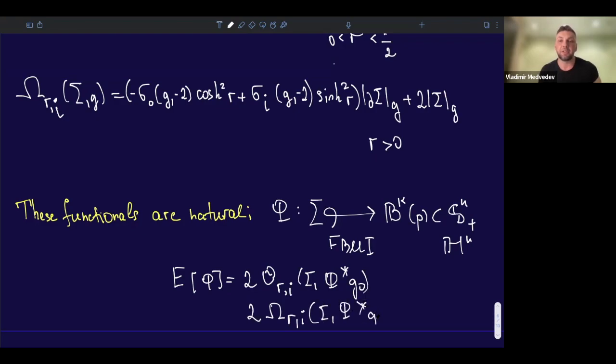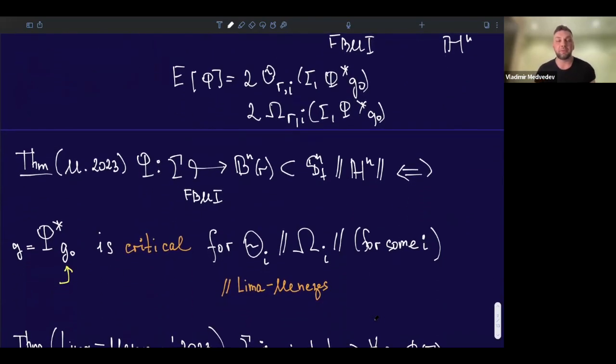And I was able to prove a theorem which is similar to the theorem of Fraser and Schoen, which roughly speaking says the following: phi is a free boundary minimal immersion into the geodesic ball in the upper half sphere or into the hyperbolic space if and only if G, the induced metric, is critical for theta I or omega I respectively for some I. And Lima and Menezes actually proved some partial results, in the case of maximal metrics.